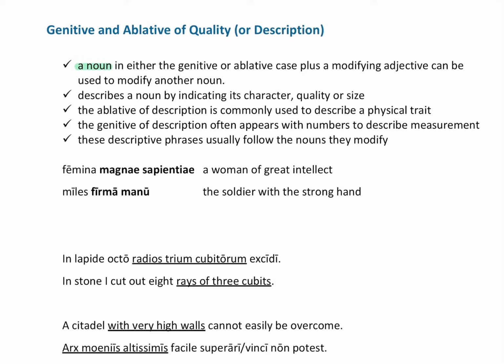It's a noun used either in the genitive or ablative case plus a modifying adjective, and the whole phrase can be used to modify another noun. So both the ablative and genitive of description might describe a noun by indicating its character, quality, or size. And the ablative of description is commonly used to describe a physical trait. Now, the genitive of description often appears with numbers to describe measurement.